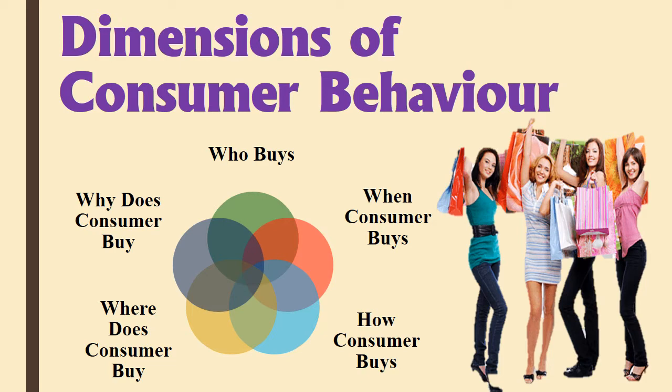the consumers prefer buying. The next dimension is where does the consumer buy. It refers to the place where the consumer decides to purchase and the place from where the actual purchase is made. Usually in the case of costly products, the decision to purchase the product is taken at home while discussing with the family.